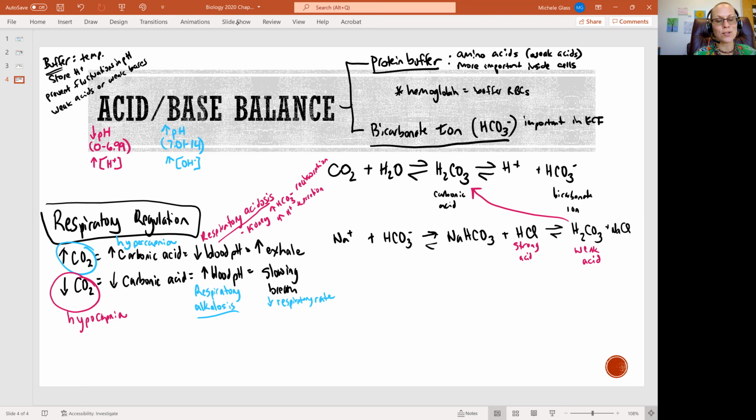But again, you can only decrease it so far till we have a significant problem here. At the kidney, we'll see a decrease in the production of our bicarbonate ion, and we'll see a reabsorption of the hydrogen ion. So the kidney can help us here kind of compensate for what's going on.